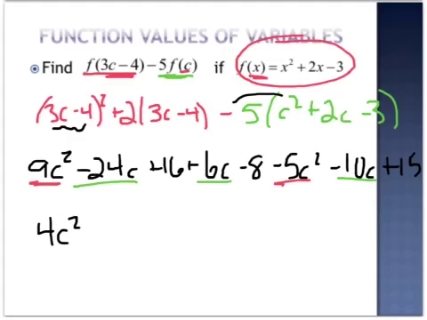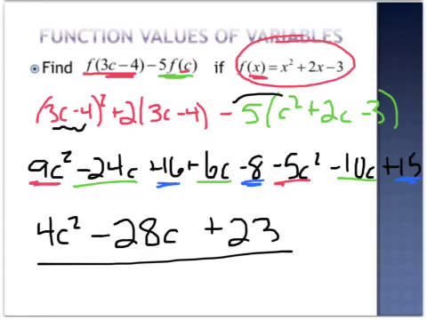So let's see if we can add that up accurately. Negative 24 plus 6 is negative 18, and negative 18 minus 10 is negative 28c. So let's put that down. Bingo. Alright, and then the last one, let's pick blue, and we've got a number of 16, negative 8, and 15. So 16 minus 8 is 8, and 8 plus 15 is 23.